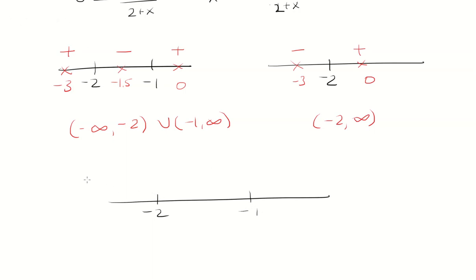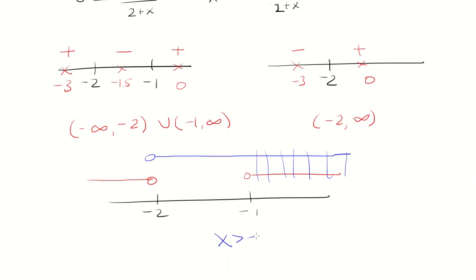First one, so we're going from -infinity to -2, and then going from -1 to infinity. That's the first solution. Second solution, we're going from -2 to infinity. So clearly they overlap over here. That is where x is greater than -1. And so this is going to be the solution in order for the series to converge.